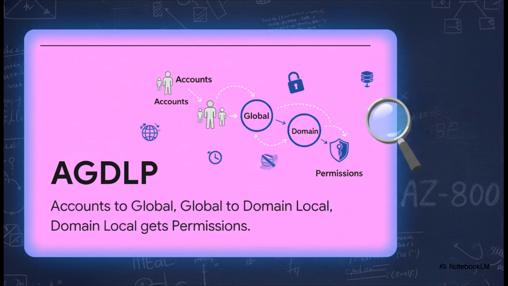Now, you might be wondering, why go through all these hoops instead of just tossing users directly into universal groups? Well, it's because every single time a universal group's membership changes, it triggers a replication storm across the entire global catalog forest. AGDLP is essentially the gold standard pattern that keeps your replication traffic super low and makes your access reviews incredibly straightforward.